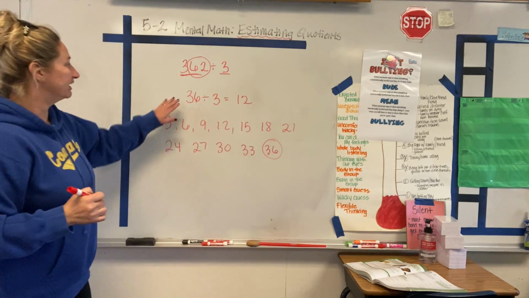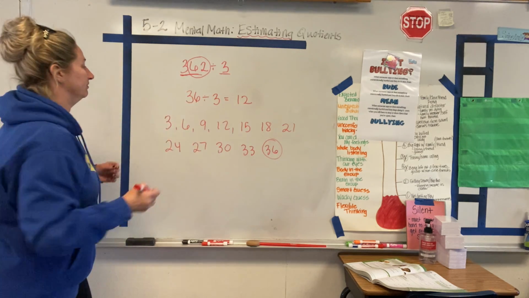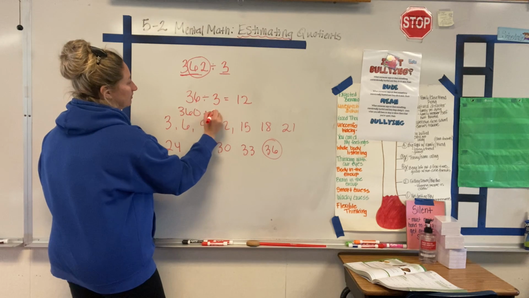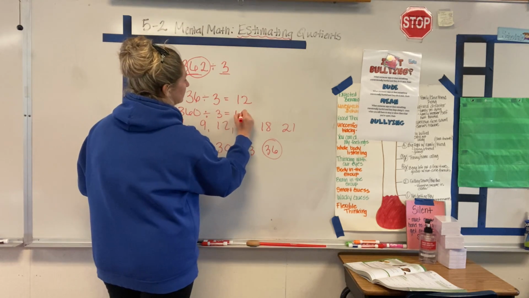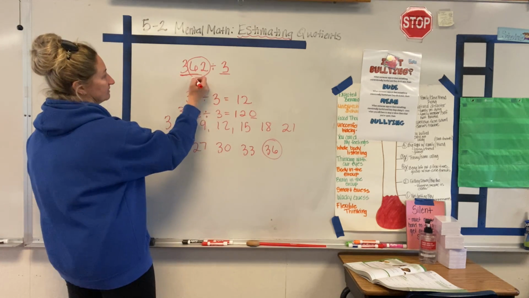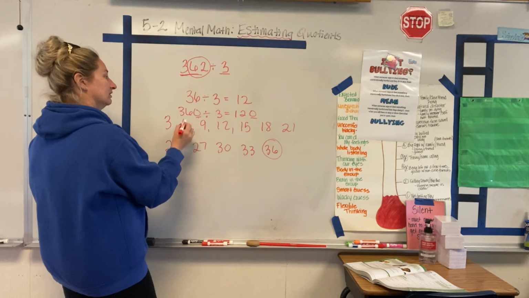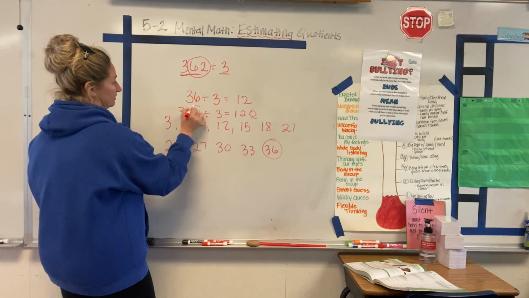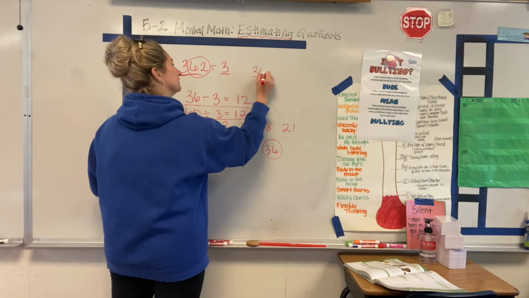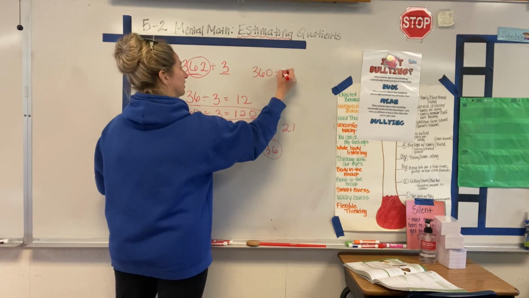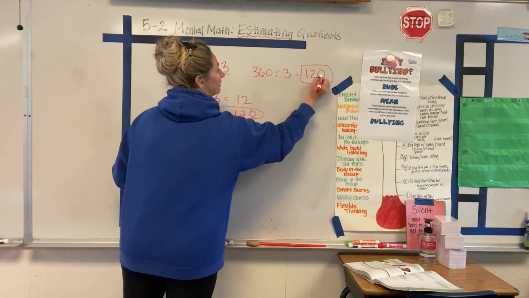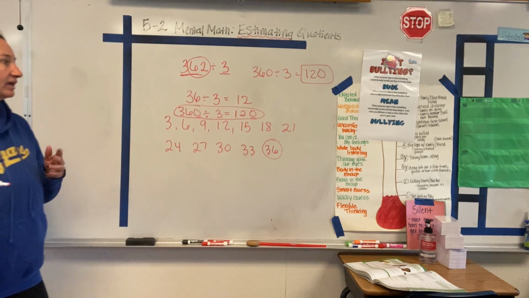Okay, but it's not really 36 divided by 3, right? It's 360 divided by 3 equals 120. I have to remember that this has 3 places: hundreds, tens, and ones. So my estimate needs to have hundreds, tens, and ones. That kind of got lost in there. 360 divided by 3 equals 120. That is my estimate.